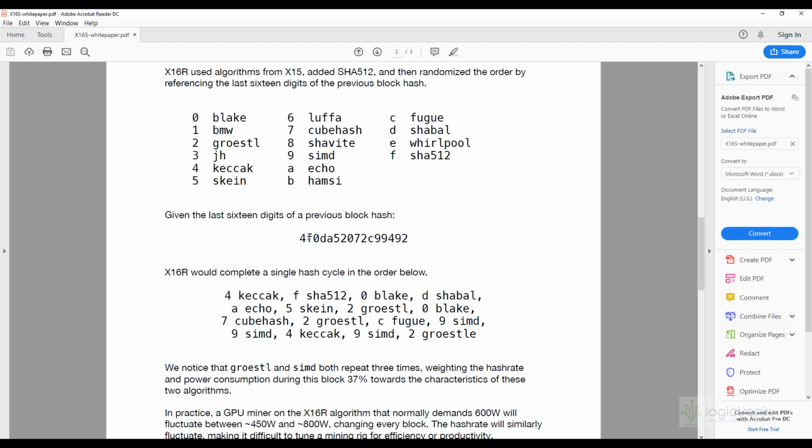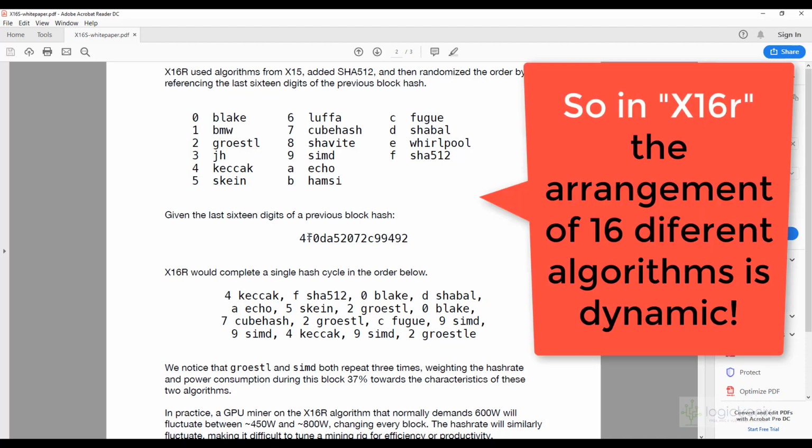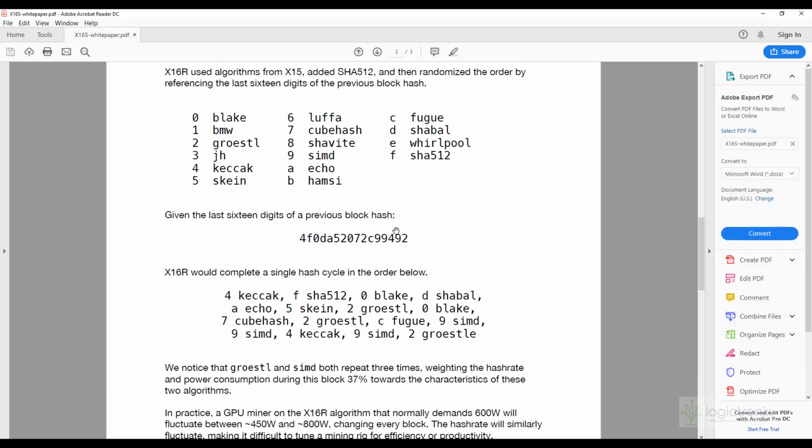rather it's dynamic. So how do we do this? We look at the last 16 digits of the previous block's hash. So this is our last 16 digits of the previous block's hash, and according to this value we arrange the algorithms accordingly. So we have 4 here. So the first algorithm will be Keccak, and the output of Keccak will be passed to F, here, which is SHA-512.